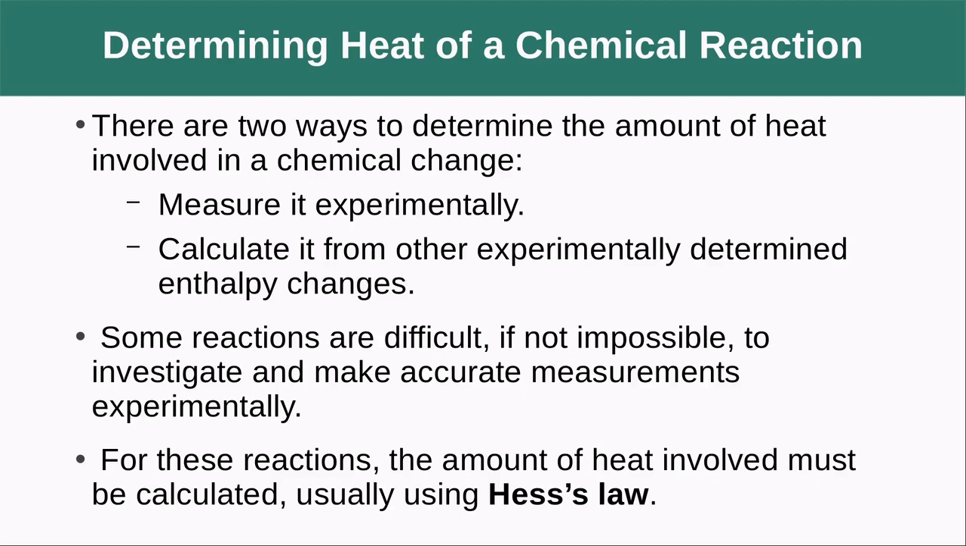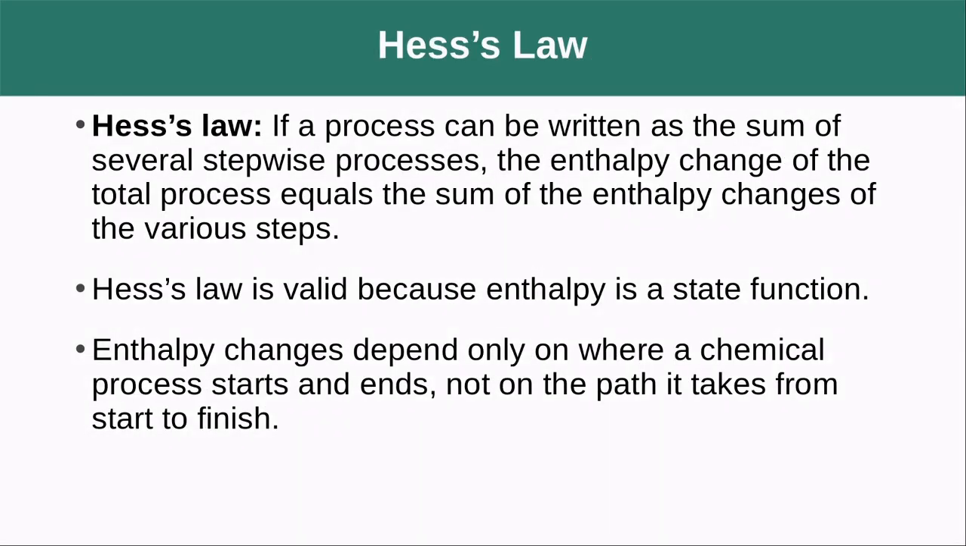But what we can do is have a bank of very simple reactions, and then we can use a technique called Hess's law to use those simpler reactions to figure out the more complicated reactions. So Hess's law states that if a process can be written as the sum of several stepwise processes, the enthalpy change of the total process equals the sum of the enthalpy changes of the various steps.